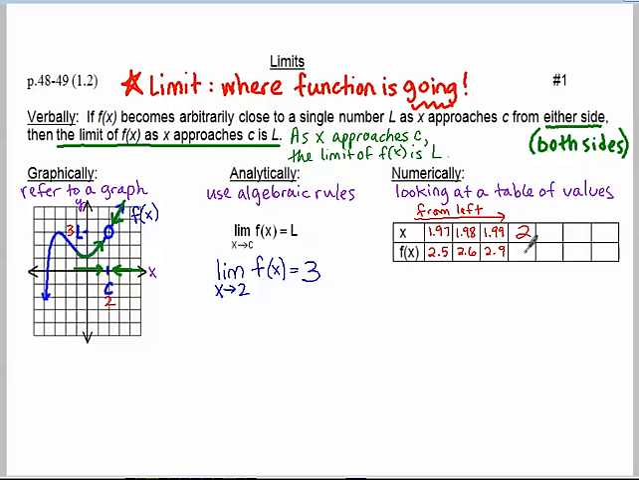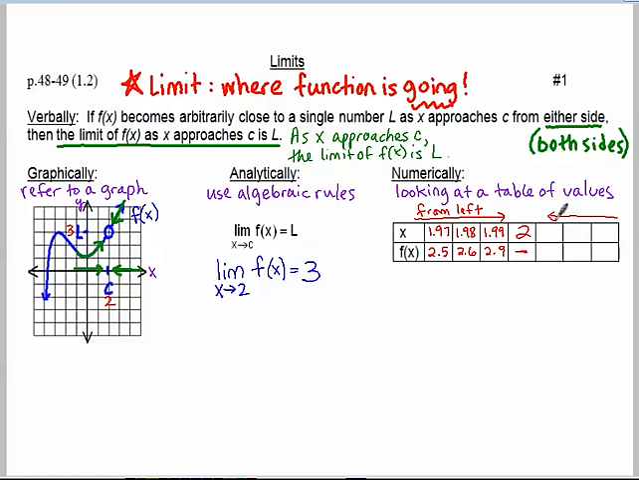Now, if you were to plug in 2, what you might see is that there's an error. Nothing can go there. If you reference back to the graph, you see a hole. There is no y value for the x value 2.